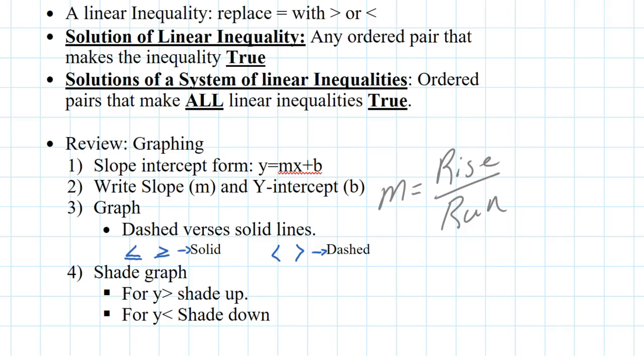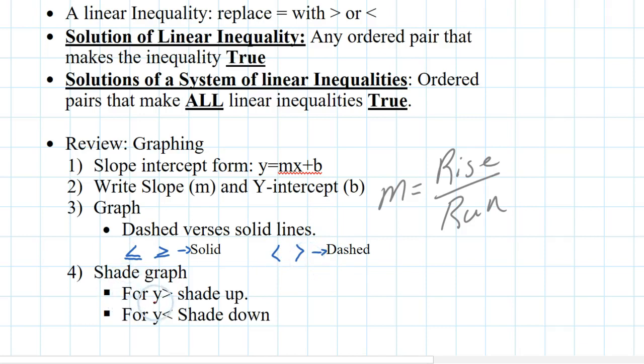We can do this by substitution, or we can graph. Depending on the problem, it can be easier to graph. So review graphing one more time. Slope-intercept form is y equals mx plus b, where m is the slope and the y-intercept is the b. A dashed versus solid line: you have a solid line with an inequality with an equal sign. You have a dashed line if there's no equal sign.